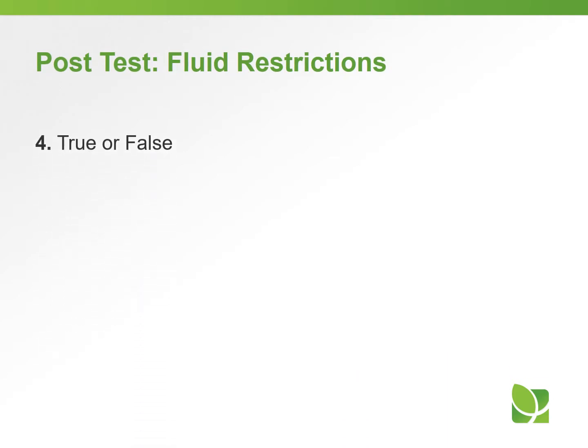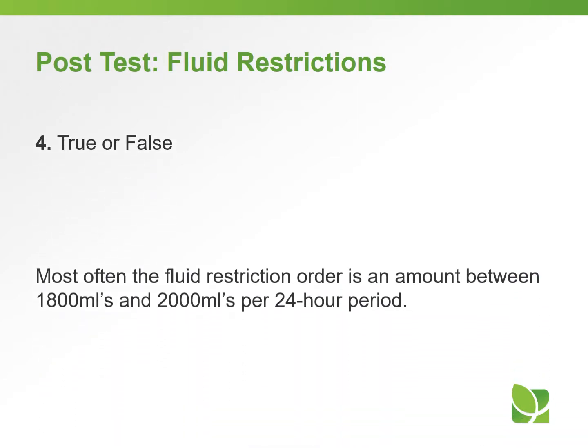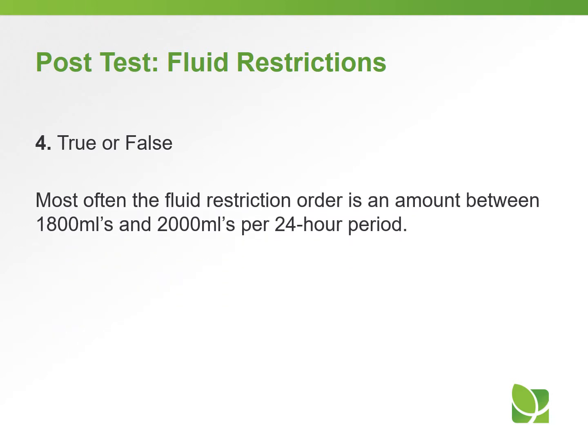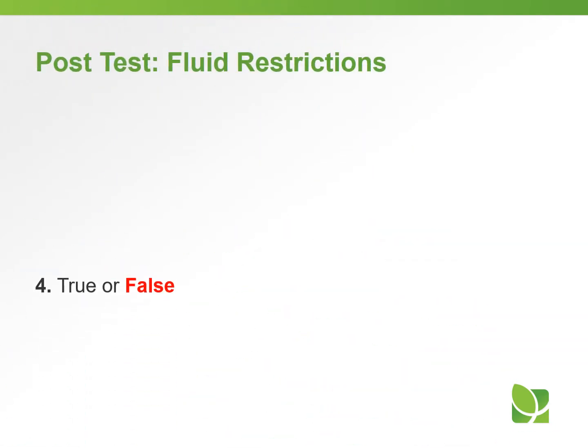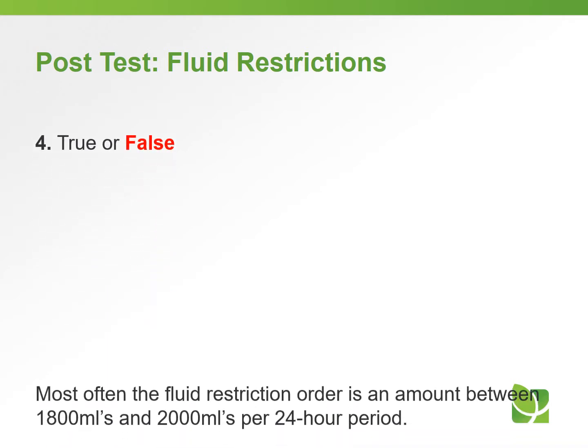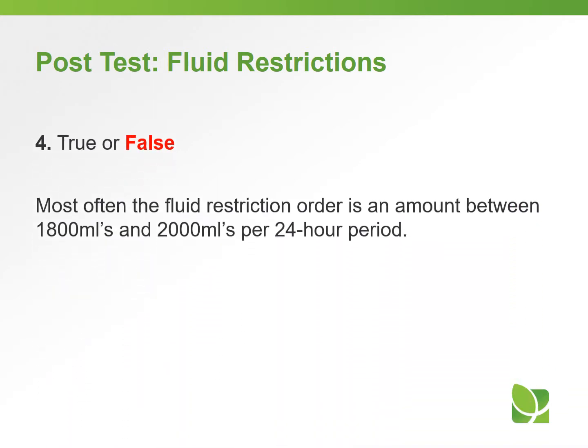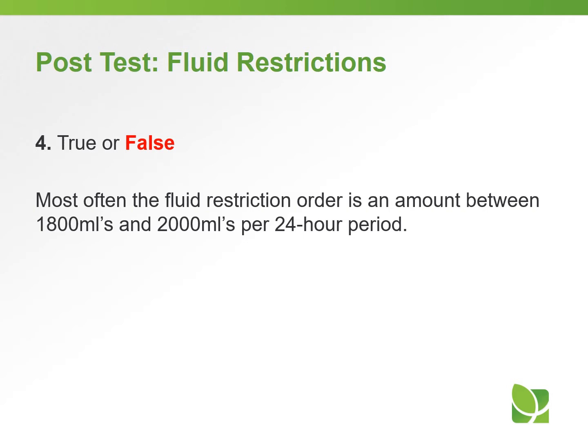Question number 4, true or false? Most often the fluid restriction order is an amount between 1800 milliliters and 2000 milliliters per 24-hour period. And the answer to question number 4 is false. A fluid restriction isn't always just 1800 or 2000, it can be other amounts.